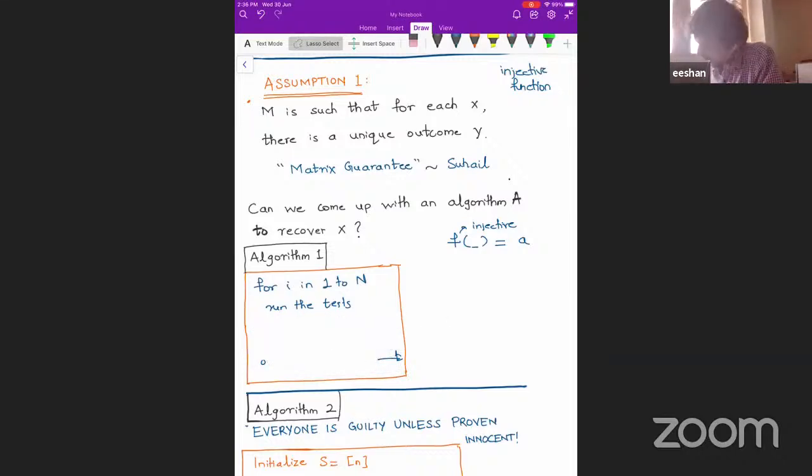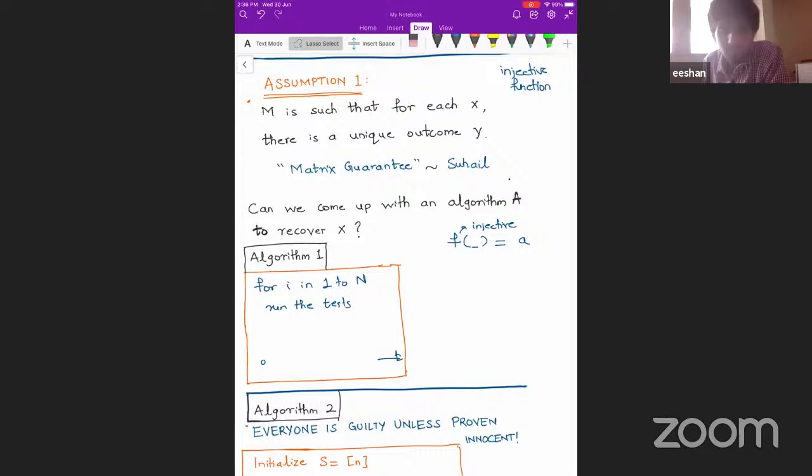So basically, you just run the test for each particular X. At some point, you will see that you get the output which you're observing. That is the X, because each X is mapped to a unique Y. So if you have stumbled upon the correct X which gives you the observed Y, that is the X you're looking for.